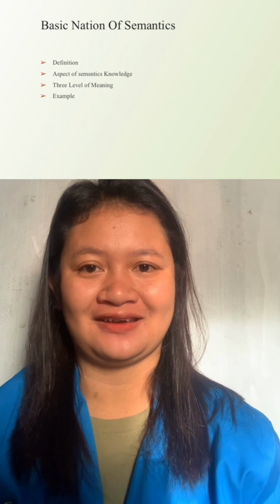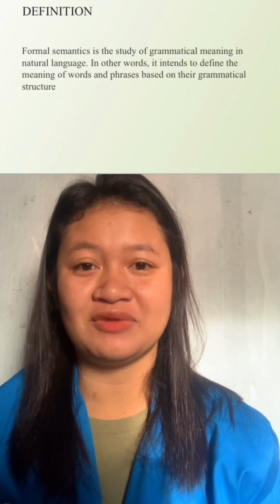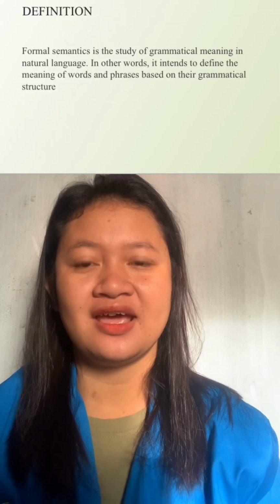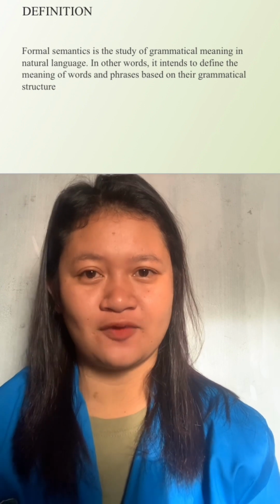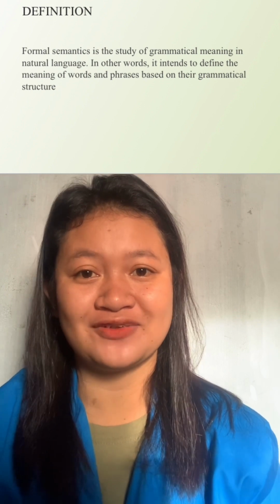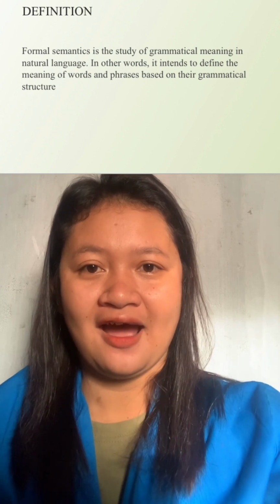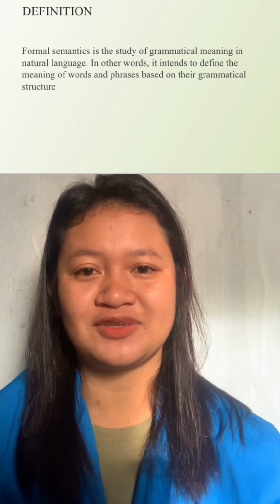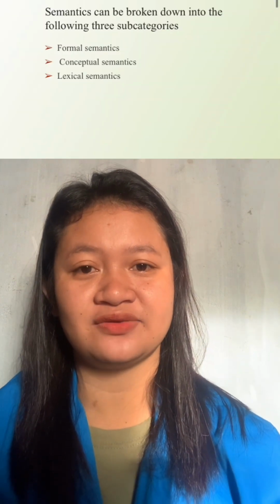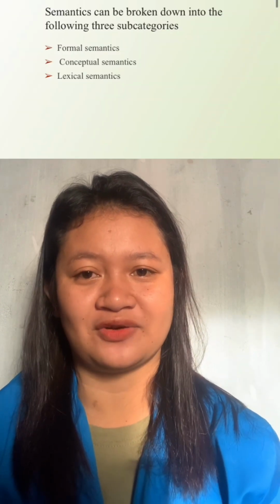Definition of semantics. Semantics is the study of the meaning of words and sentences. It uses the relation of linguistic to non-linguistic concepts and mental representations to explain how sentences are understood by native speakers. Semantics can be broken down into the following three subcategories.